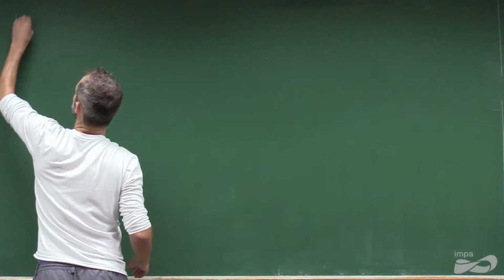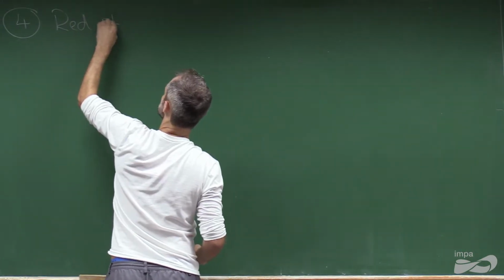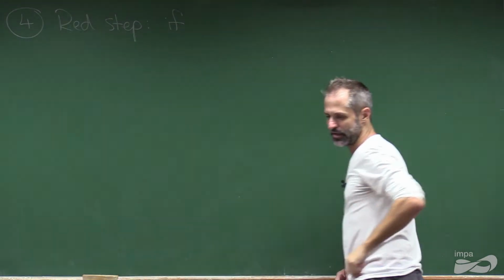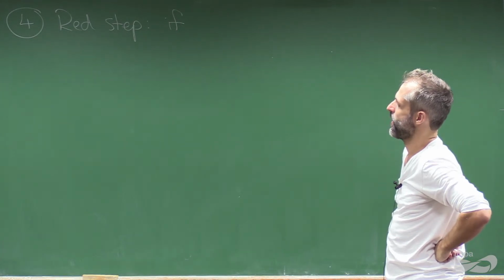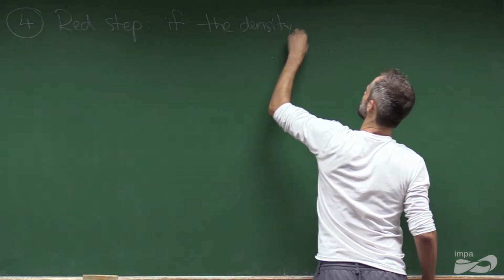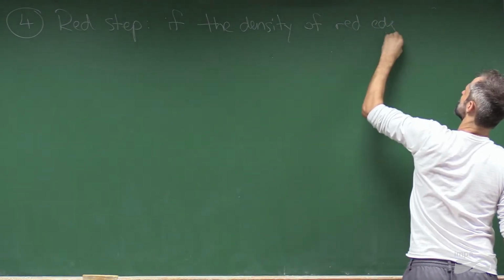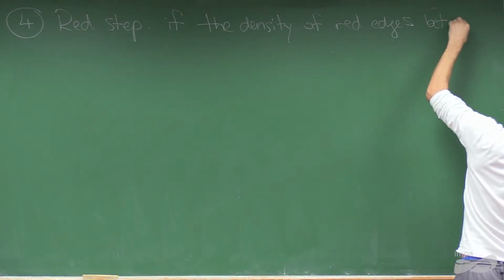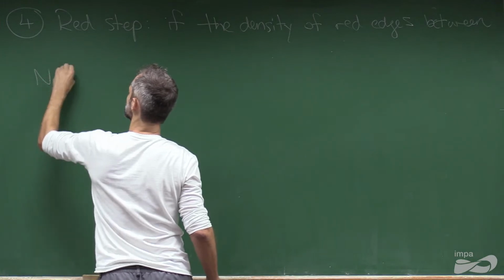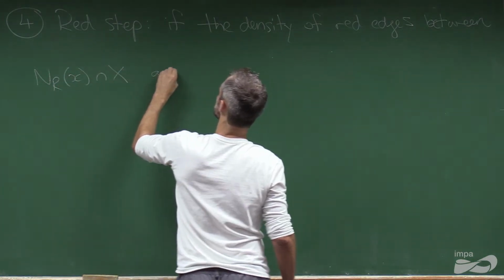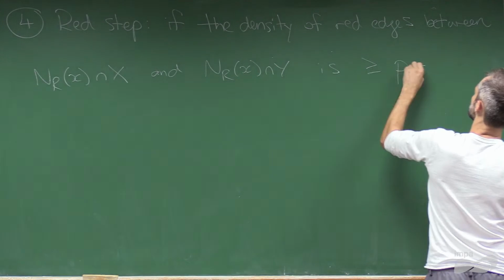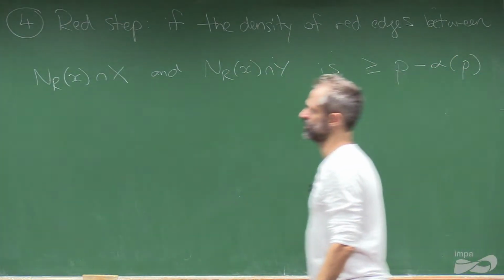Right, so let's do 4 here again. So if, I think it's the easiest way to say it, the density of red edges between the sets, these guys, so the red neighborhood of x in x and the red neighborhood of x in y is at least p minus alpha of p. Then we update like this.